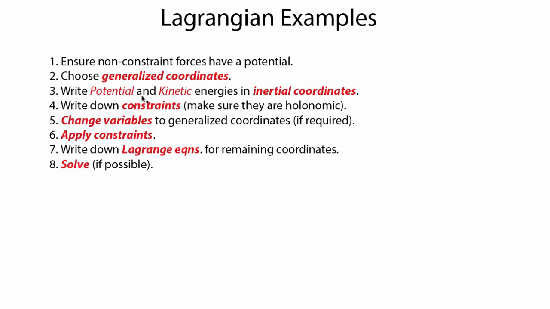Then you write down the mathematical constraints, making sure that they're holonomic, but everything we encounter in this course will be holonomic. Then, if you didn't write down the kinetic and potential energy already in your generalized coordinates, you make the change here, and then you apply the constraints, which should reduce the number of variables you have to work with. You write down the corresponding Lagrange equations, and then you solve. Okay, that's the method we're going to use.